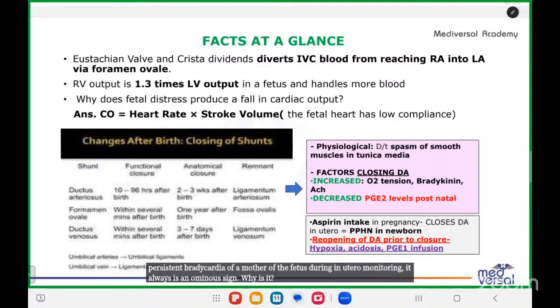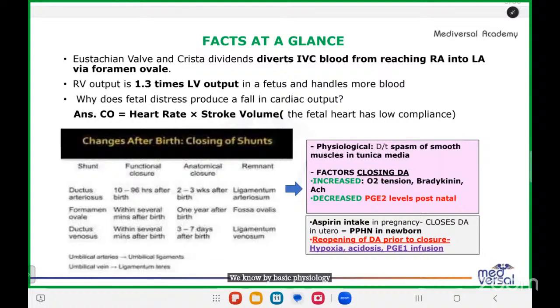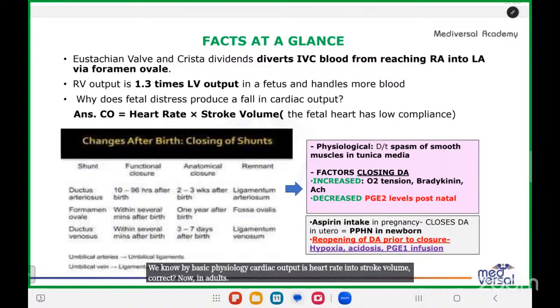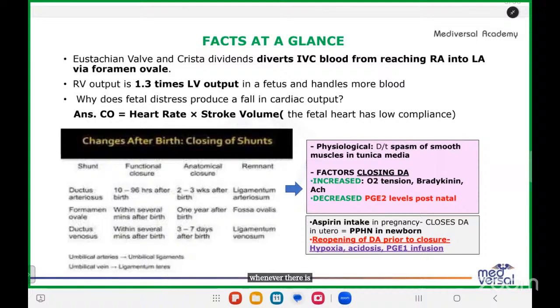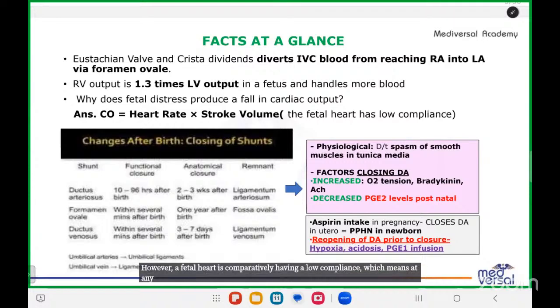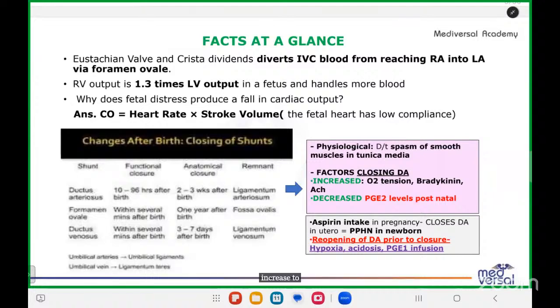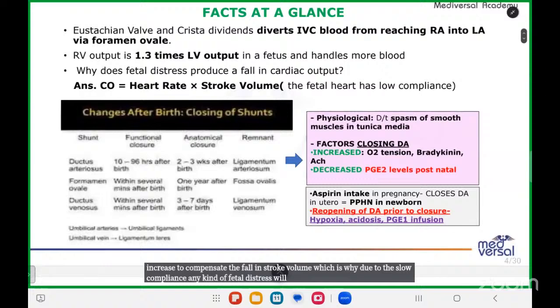Why is it? We know by basic physiology, cardiac output is heart rate times stroke volume, correct? Now, in adults, whenever there is a reduction in stroke volume, there is a concomitant increase in the heart rate. However, a fetal heart has comparatively low compliance, which means that when the stroke volume falls, the heart rate cannot increase to compensate. Which is why, due to this low compliance, any kind of fetal distress will always lead to bradycardia, and it will also lead to a fall of cardiac output.